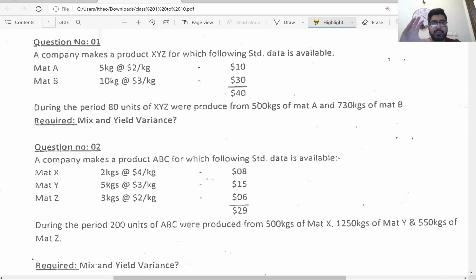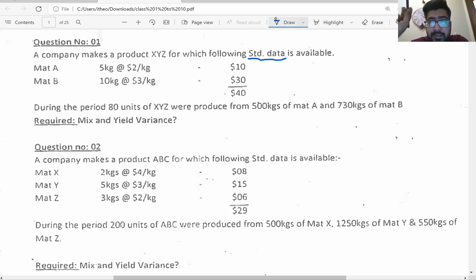So let's start with question number 1. Pay attention, because this is just one example which has to fit into your mind, and question number 2 would be your own. Now the question is, a company makes a product XYZ for which following standard data is available.